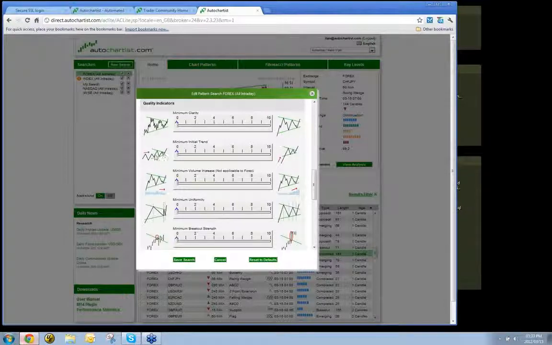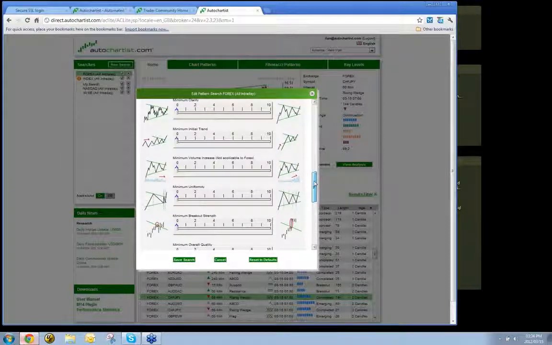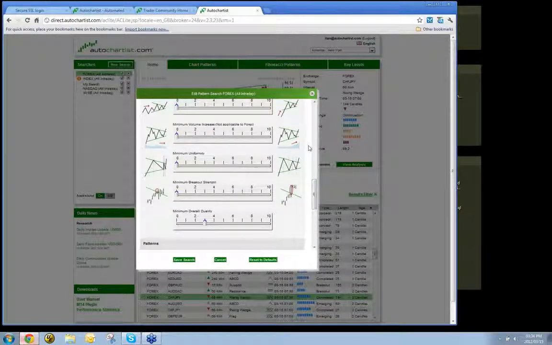The initial trend is whether the pattern has formed from a very strong initial trend prior to the breakout, prior to the formation of the pattern, or whether the pattern was really formed from preceding noise in the market. Volume increase, which is not in the example that I'm showing now, is only used for exchange-traded instruments, not forex. So that's any exchange-traded instruments where we watch for an increase in volume at the time of the breakout to confirm the breakout through support or resistance.